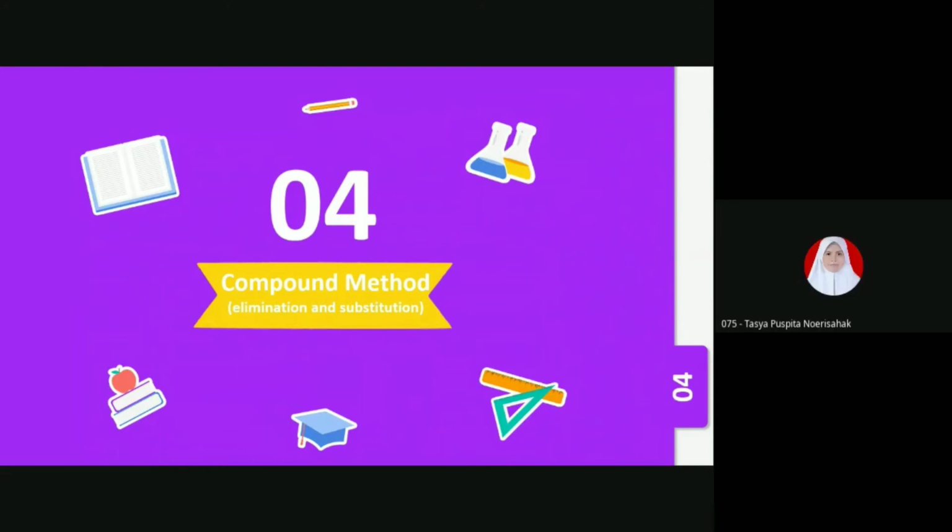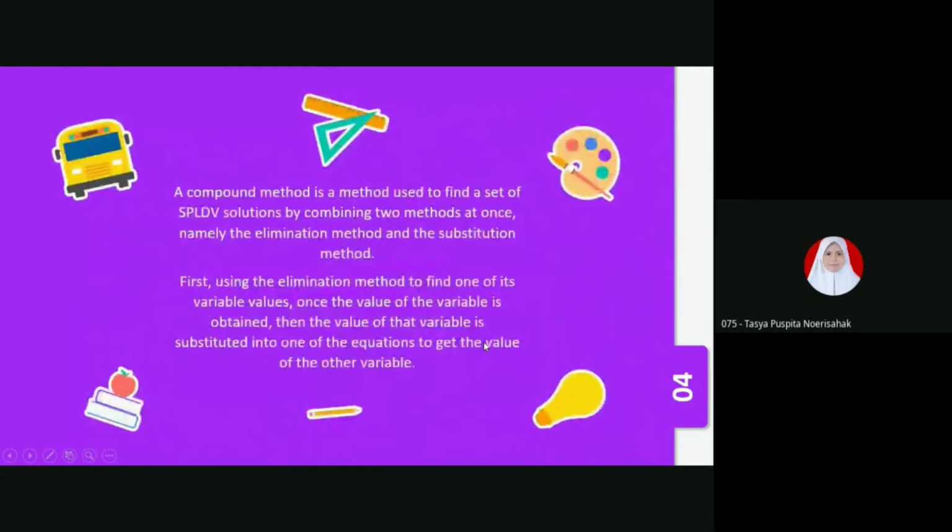And the last, the compound method, that is with two methods, elimination and substitution. A compound method is a method used to find the solution set of an SPLDV by combining two methods at once, namely the elimination method and the substitution method. First, use the elimination method to find one of the variable values. Once the value of the variable is obtained, substitute it into one of the equations to get the value of the other variable.